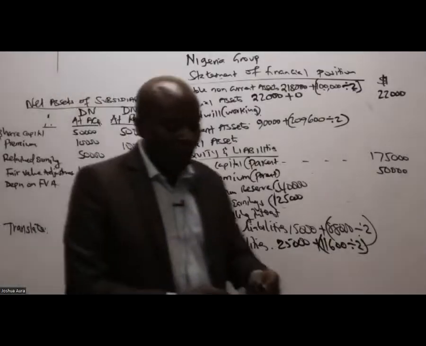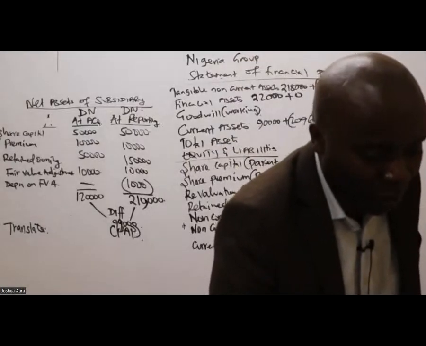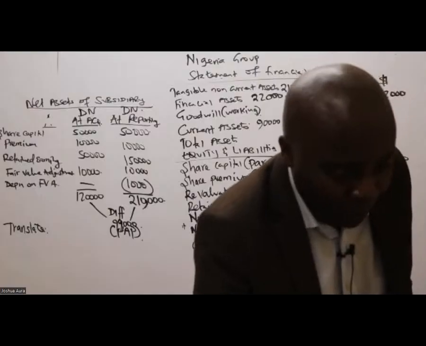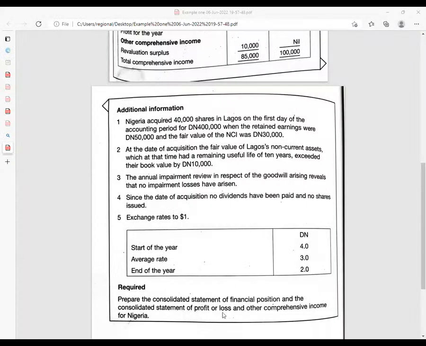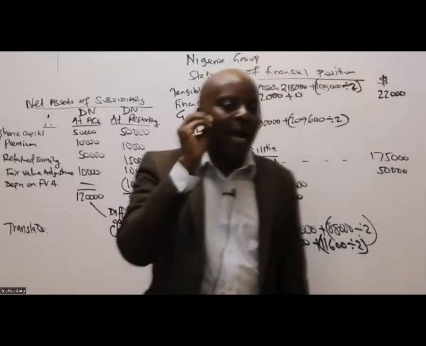Use the acquisition rate. Do we have the acquisition rate? Yes. Remember, we acquired this subsidiary at the start of the year, so the acquisition rate here is 4. To translate net assets at acquisition, always use the acquisition rate.